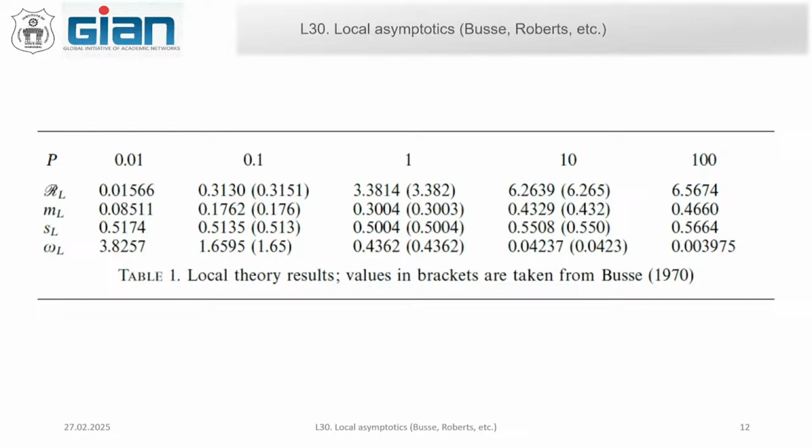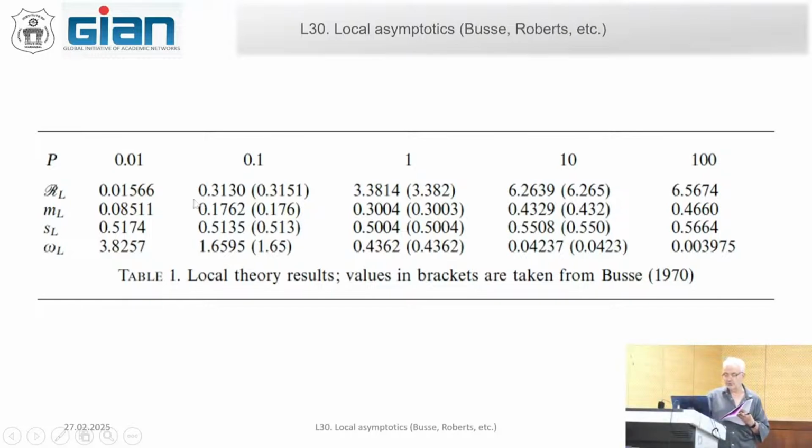You see that for different Prandtl numbers, we can estimate the result from the local theory. And here in brackets, you see the result from the direct numerical simulation. You see that there is rather a big difference. For example, here from the local theory we get this value, but in direct numerical simulation we obtain a sufficiently smaller value. And there is also some difference here, but frankly speaking, not so much.